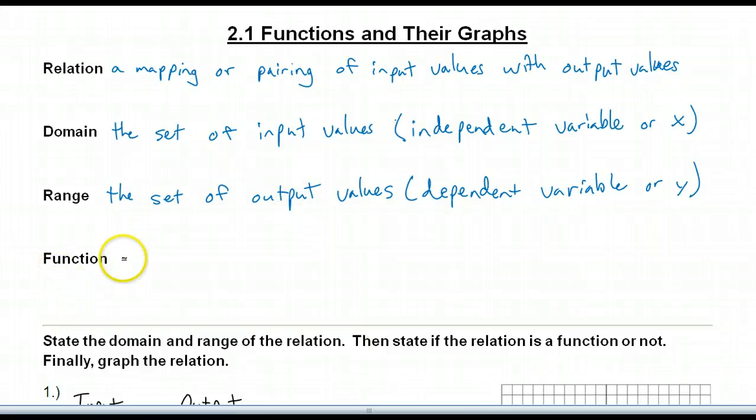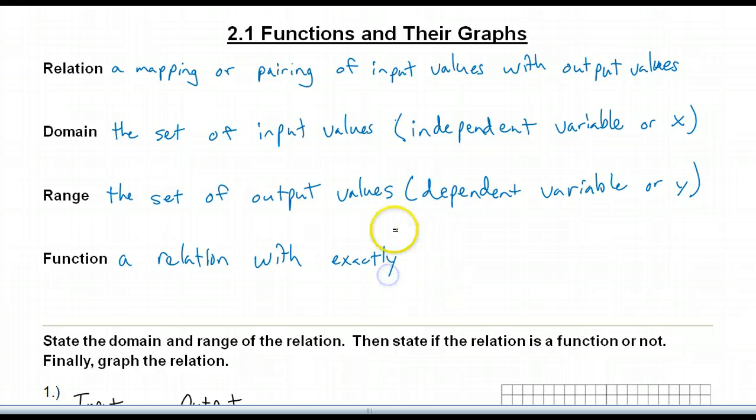A function is a relation, so it's a mapping or a pairing of input values to output values, but it's a special mapping, it's a special relation with exactly one output for each input.